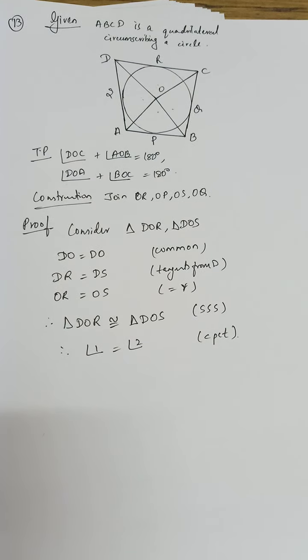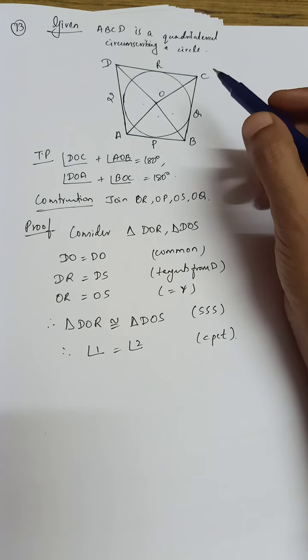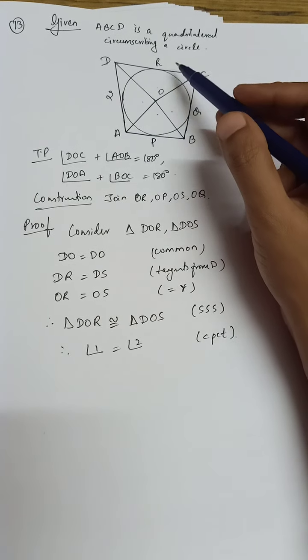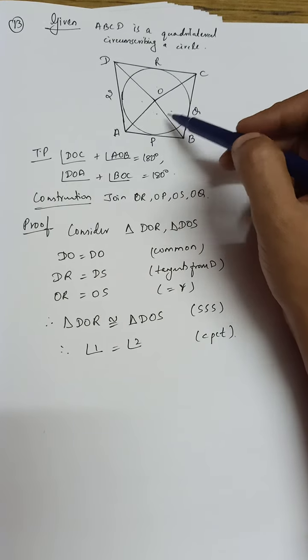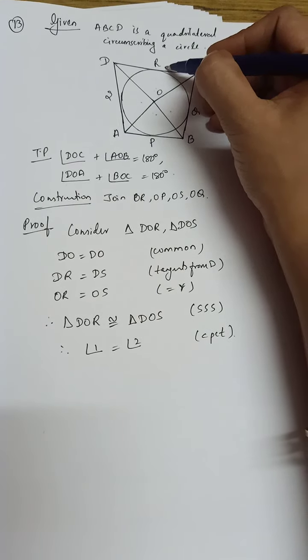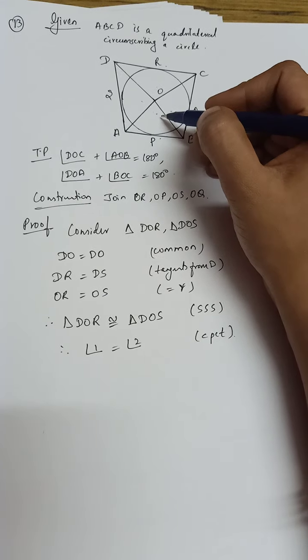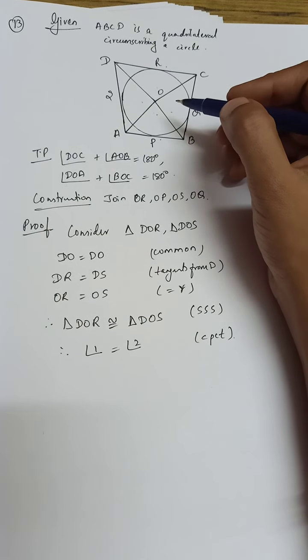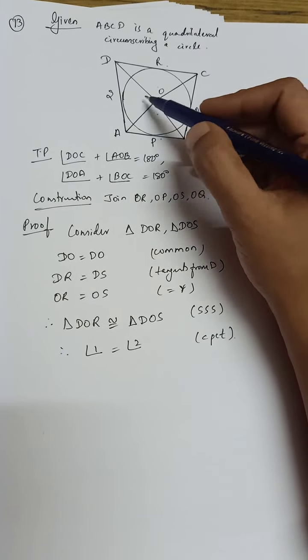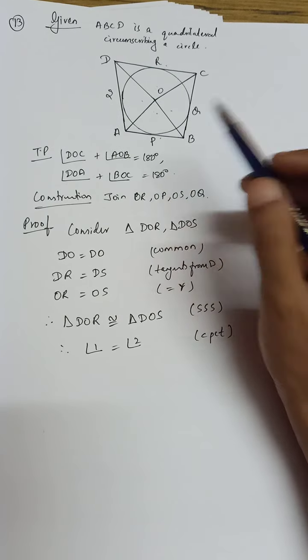How is it given in the question? The angles subtended at the center by opposite sides. So these are the angles subtended at the center by opposite sides, meaning DC and AB. They are subtending angle DOC and AOB. We have to prove that those two angles are supplementary. Similarly, these two angles are supplementary. I have written the pair here.